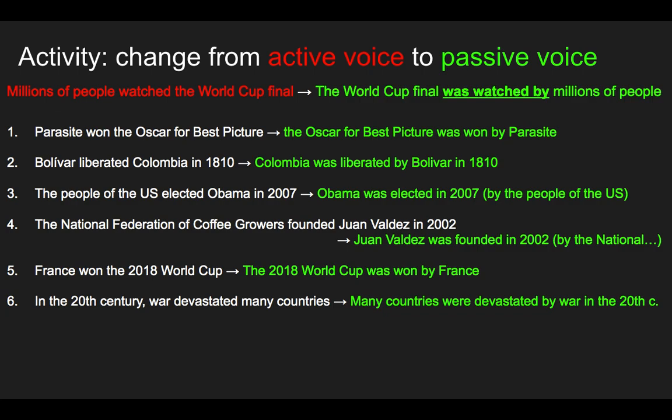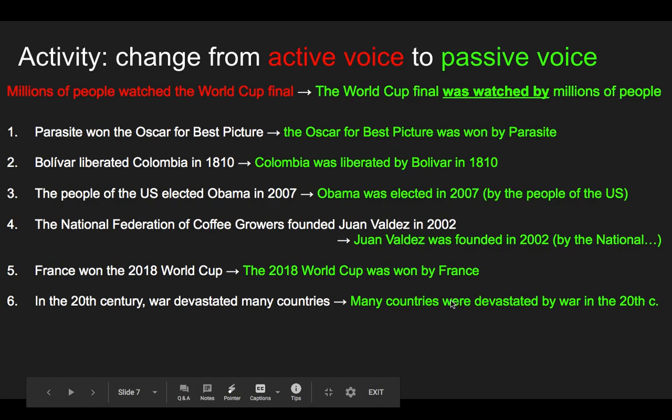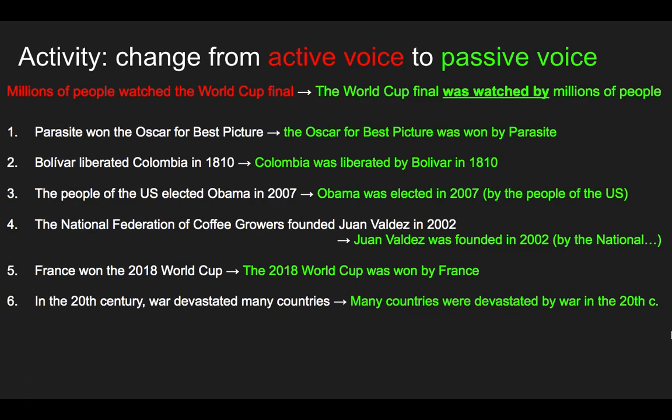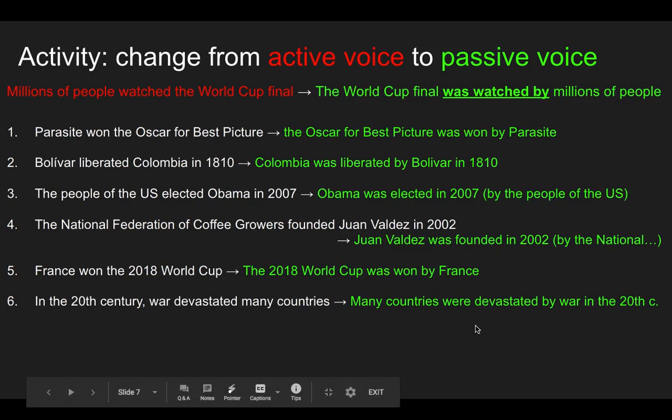In the 20th century, war devastated many countries. Change it to the passive voice. Many countries were devastated. This is were and not was because we have countries in plural. Were devastated by war in the 20th century. Or this, in the 20th century, could be at the start. In the 20th century, many countries were devastated by war.